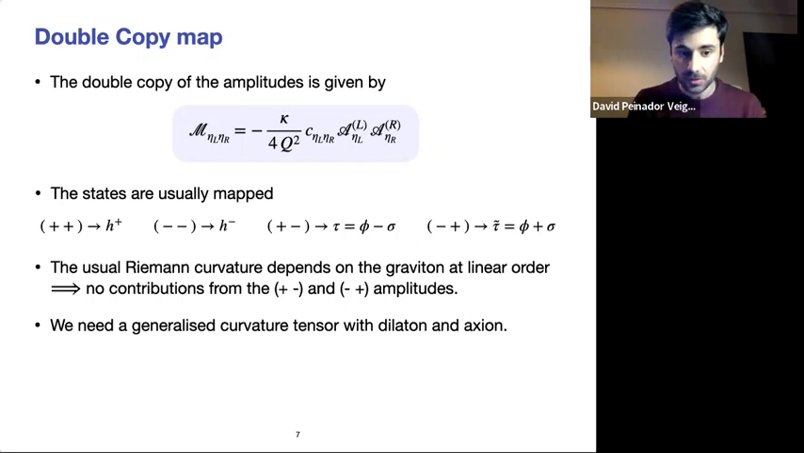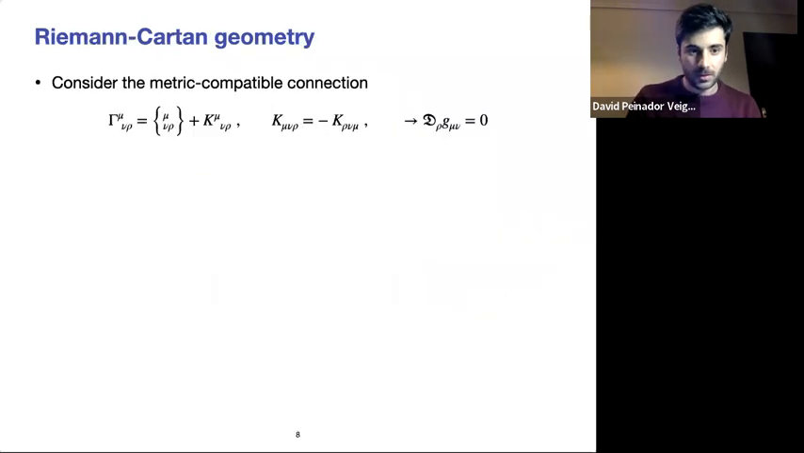So in order to solve this, we're going to use a generalized curvature tensor, which also includes dilaton and axion. To do that, I'm going to do it in the context of Riemann-Cartan geometry, which is a generalization of Riemannian geometry in which you allow your connection to have torsion while you keep it metric compatible.